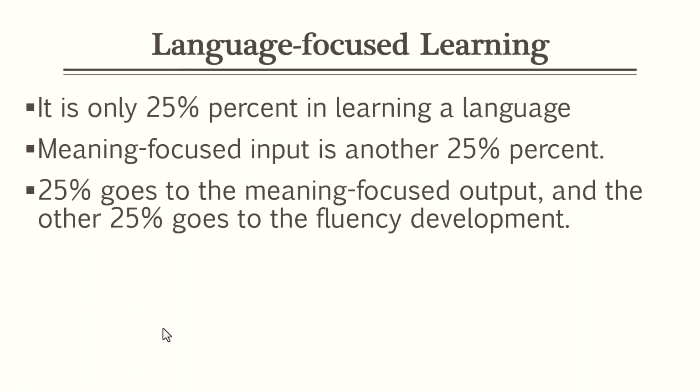According to Paul Nation, language focused learning is only 25% in learning language. Then we're dividing in 3 more quarterly portions. Meaning focused input is another 25%. Meaning focused output is 25%, and fluency development, which is the end goal, is the other 25%. So learning a language is divided in 4 different domains: language focused learning, input, output, and fluency.